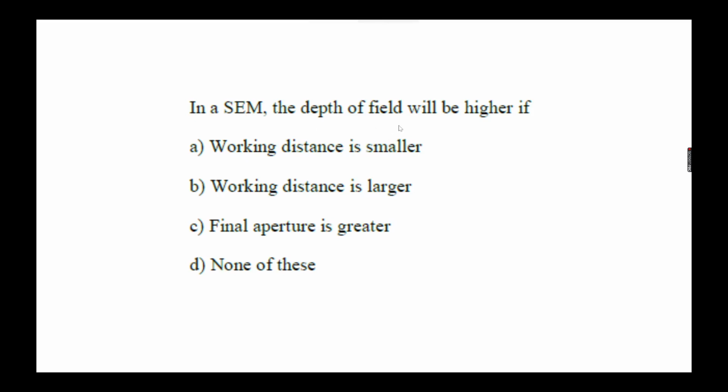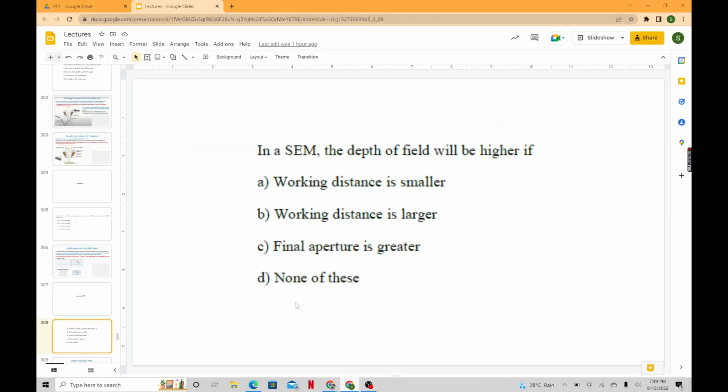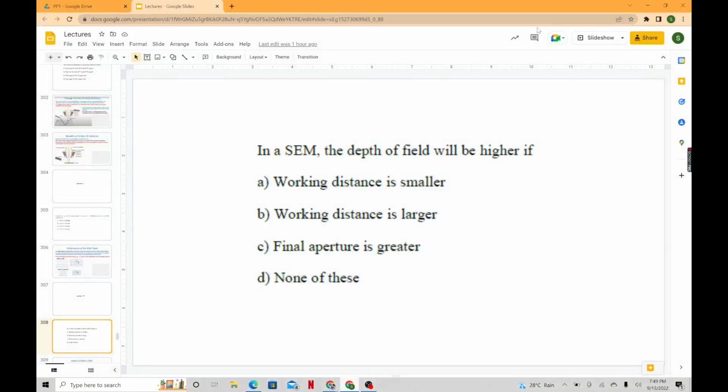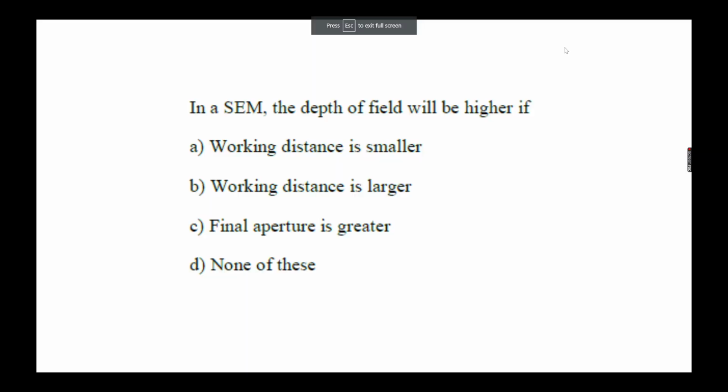So it is asking about the depth of field. A few slides back I was discussing working distance, so it is somewhat related. In an SEM, the depth of field will be higher if the working distance is smaller, larger, final aperture is greater, none of these. B, working distance will be... okay, working distance is larger.